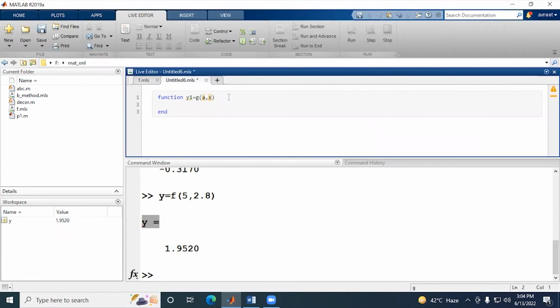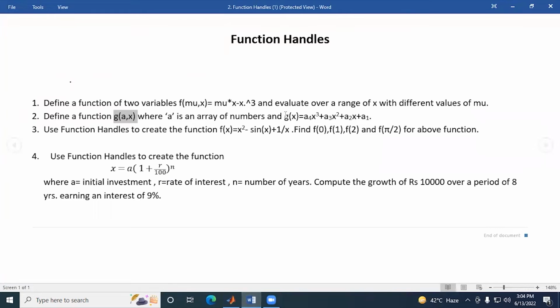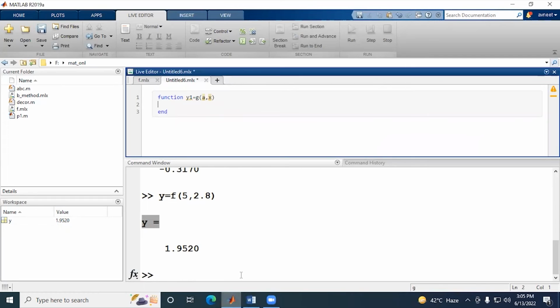So end automatically will come up here, and what is the body of my function? Go back to the question. Let me just copy this as a comment so that I don't need to come back again and again on this control. I am making a comment and pasting the equation here. With the help of this equation, I'm going to make my y1 is equals to A4.